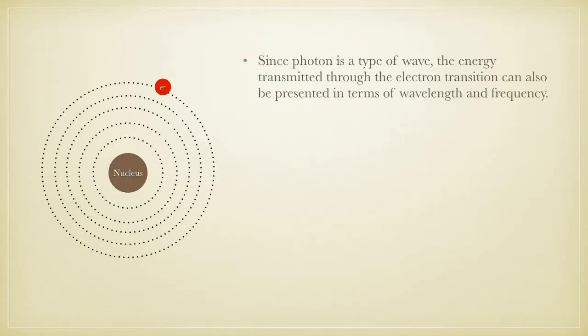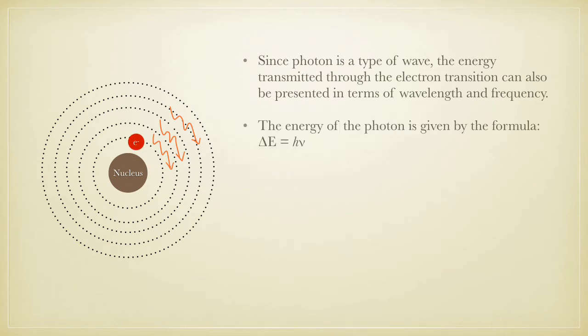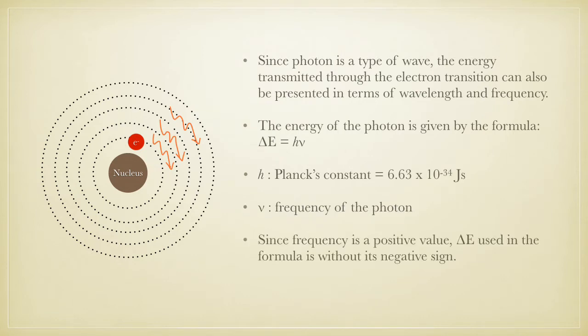Since a photon is a type of wave, the energy transmitted through the electron transition can also be presented in terms of wavelength and frequency. The energy of the photon is given by the formula ΔE = hν, where h is the Planck constant, which is 6.63 × 10^-34 joule second, and ν is the frequency of the photon. Since frequency is a positive value, ΔE used in the formula is without its negative sign.